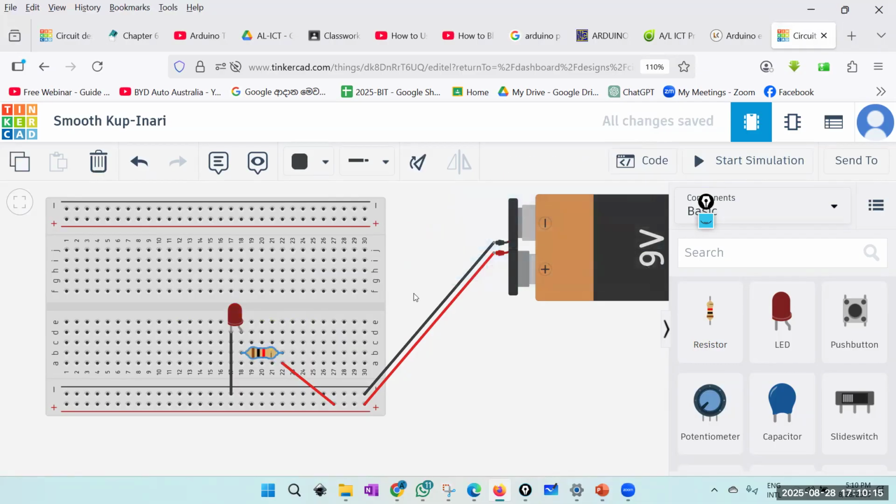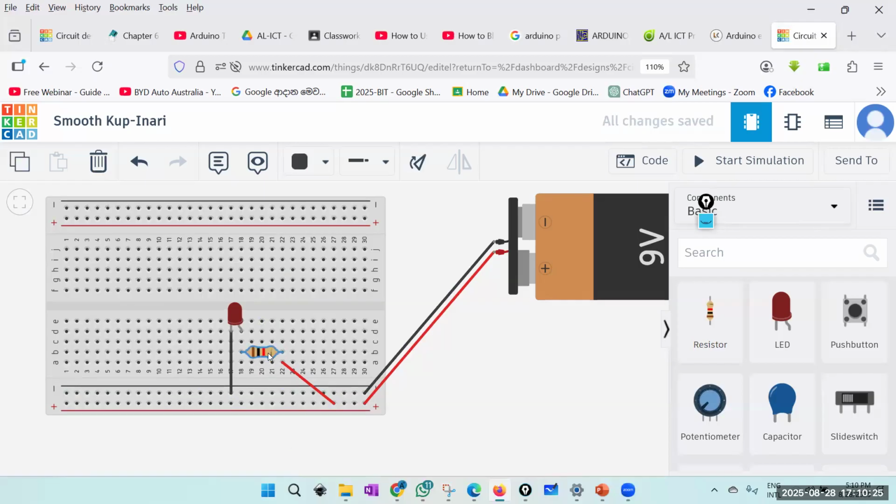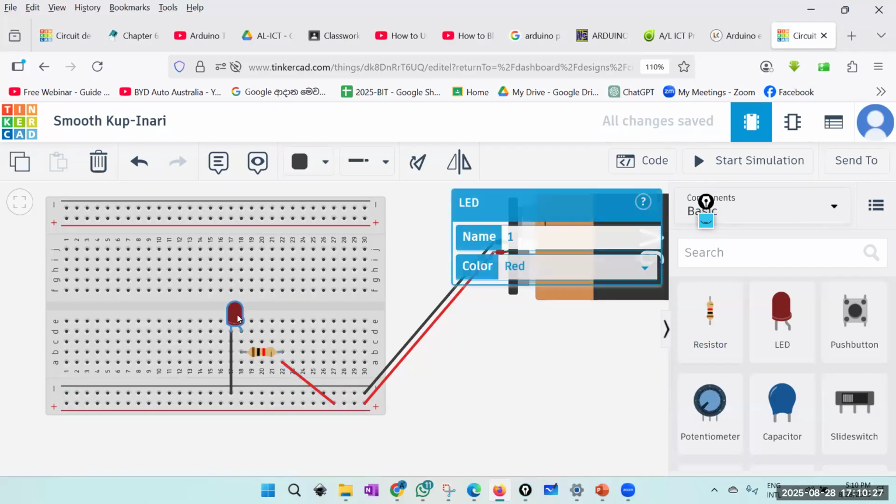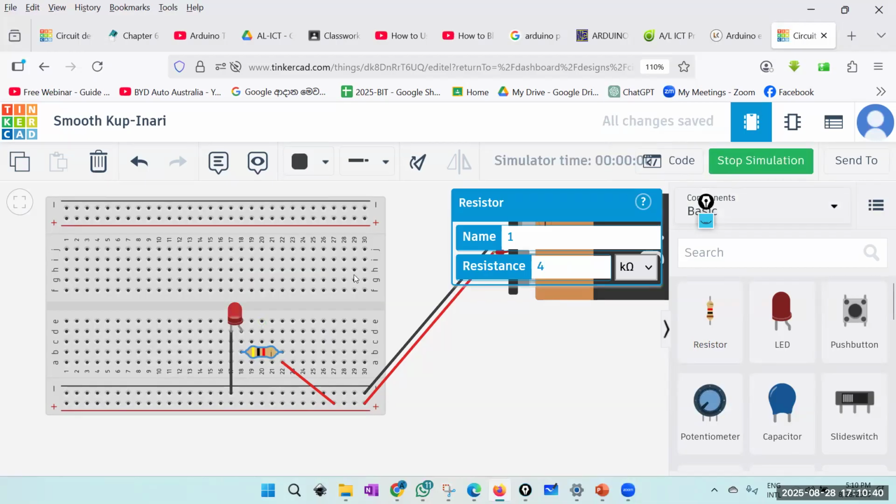Something like, just double click on that. Okay. So why can't I get it? Right. So let's say it's 2 kilo ohm or 5 kilo, 4 kilo ohm. Now you can see it's very dim. It's very dim. It's lighting, but very dim.